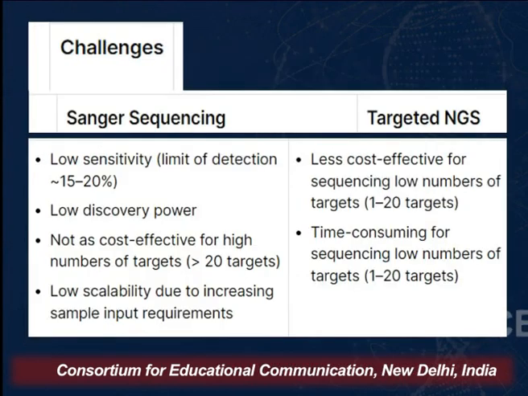There are some challenges, however. For example, in Sanger sequencing, the low sensitivity is a major challenge. The resolution is not that high. It has low discovery power, because it cannot sequence at a higher resolution. Therefore, the discovery of new variants becomes limited. Again, it is not very effective if you have a very large number of samples. It is not advisable to use the Sanger sequencing method.